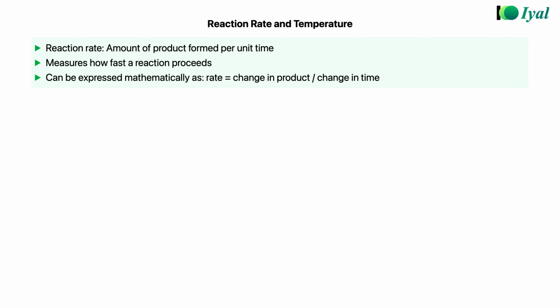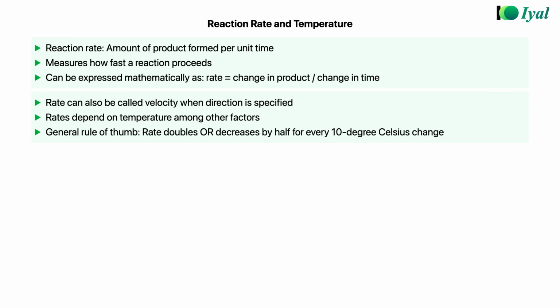Now reactions happen at different speeds. We measure this with reaction rate, how much product gets made per unit of time. If a lot of product forms quickly, that's a fast reaction. If you have to wait a long time for a little product, that's slow. Mathematically, we express rate as change in product divided by change in time. When you specify direction, we sometimes call rate the velocity of the reaction.